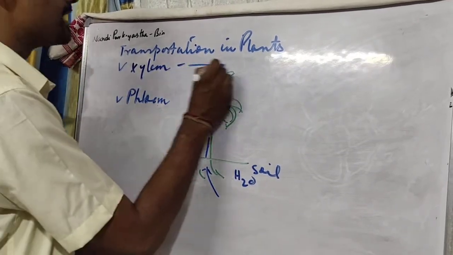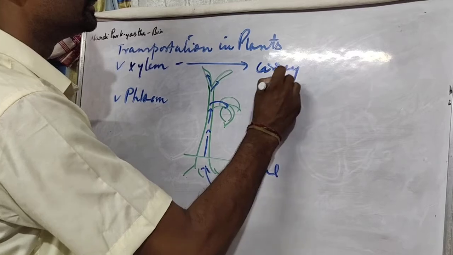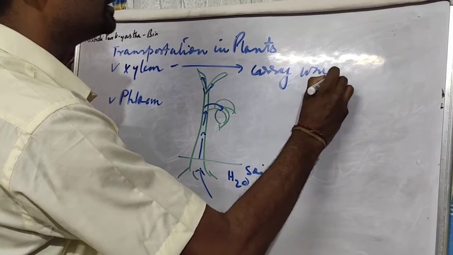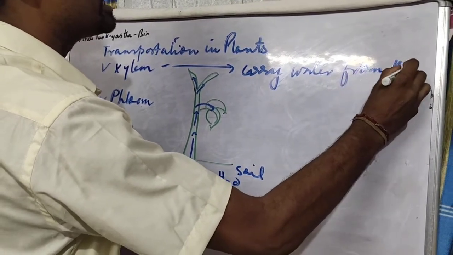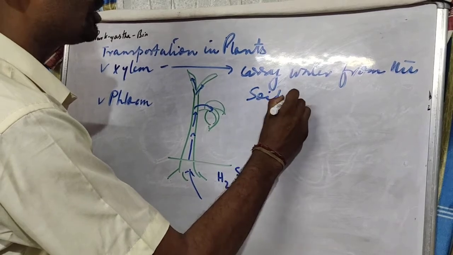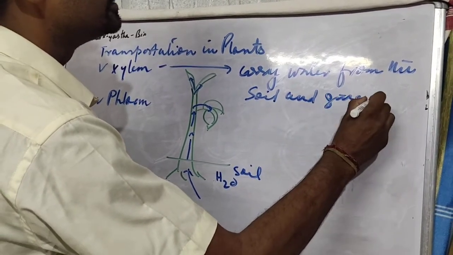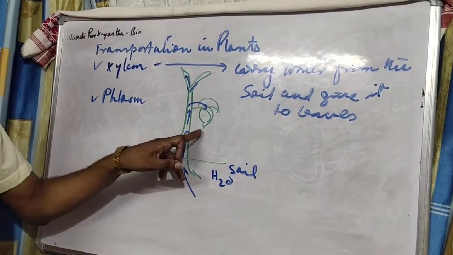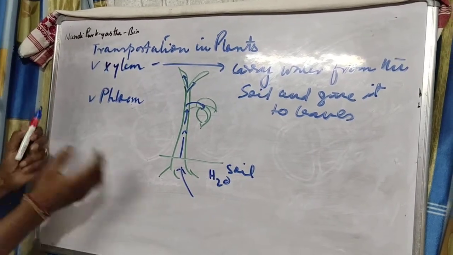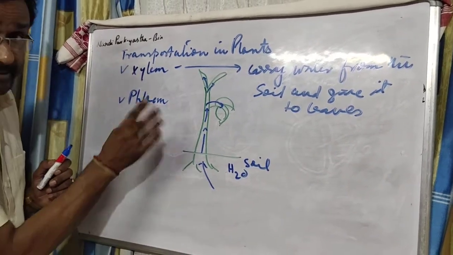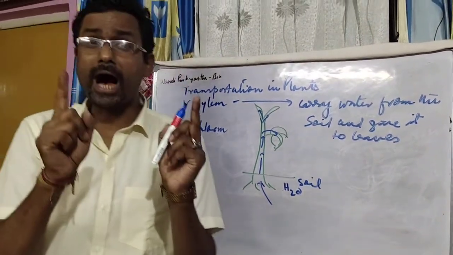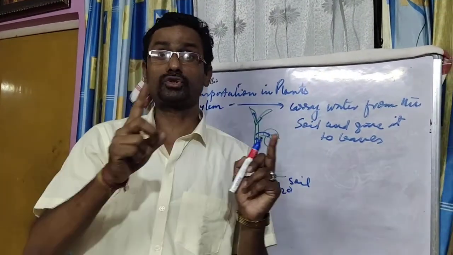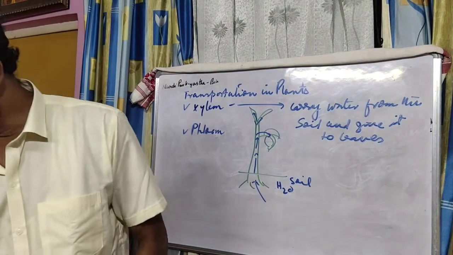So xylem carries water. Xylem carries water from where? From the soil, and gives it to the leaves. So the photosynthesis process takes place because of xylem. The water moves up. Who takes it? Xylem takes it. So xylem is the one that takes water from the soil and gives it to the leaves for the process of photosynthesis. Now come to another thing.